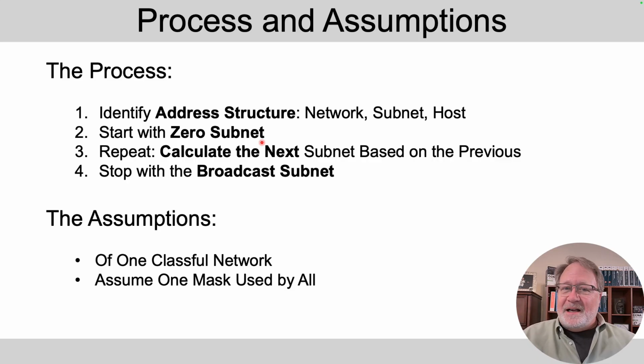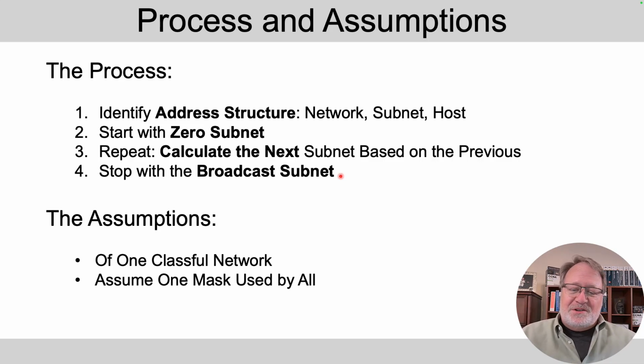And then to get the next subnet, you calculate it by adding a little bit to the number of the previous subnet. And you repeat that, and you add a little to get the next one, and the next one, and the next one. The only problem then is you have to figure out when to stop. So to figure out when to stop, you stop with the broadcast subnet, and I'll show you a way to identify when you're at the end of the list.